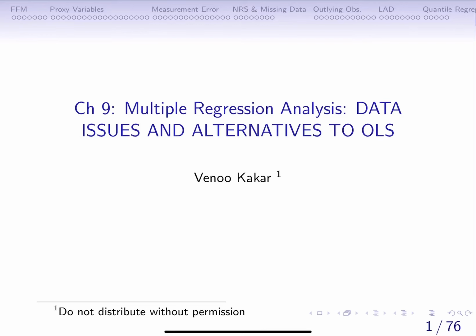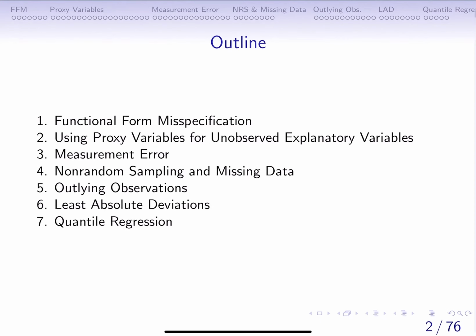In this chapter, we will talk about data issues and alternatives to OLS techniques. This chapter is really like a mixed bag. It covers things that didn't come up earlier, and it also talks about some of the things to keep in mind when you're building your economic or econometric models. So here's the outline of the chapter.